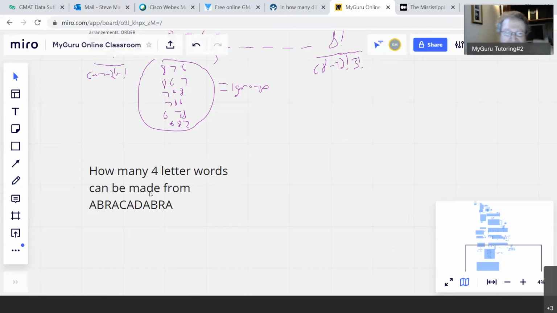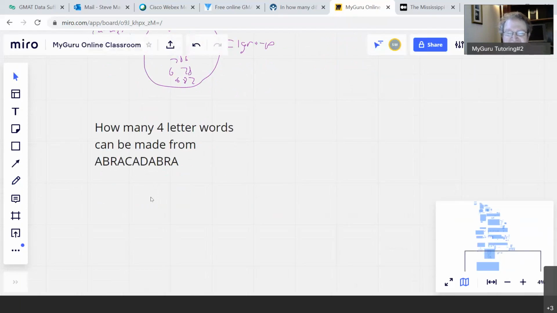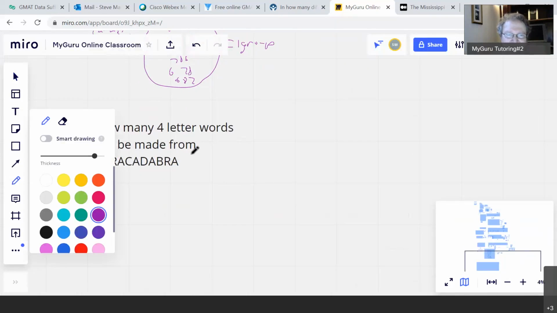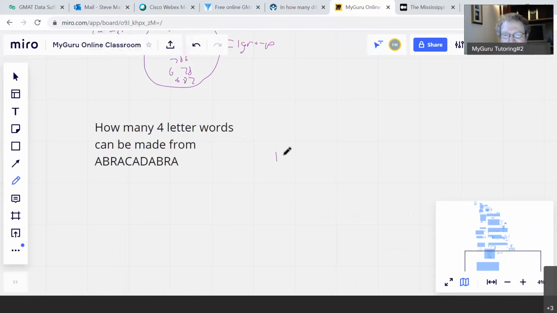I probably should have given you some answer choices, but that's all right. This is basically similar. This is going to combine both groups and arrangements. How would we start? Well, first of all, you want to figure out how many letters you are actually dealing with. Well, you're dealing with 11, right?